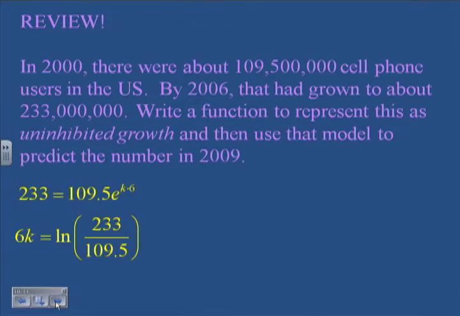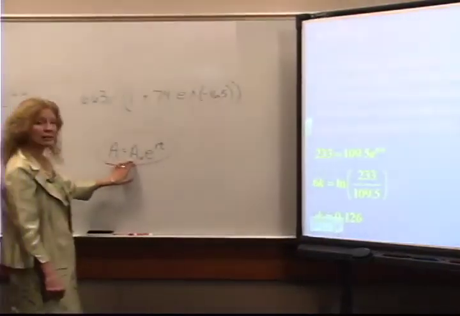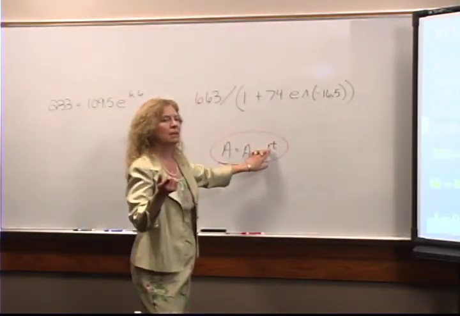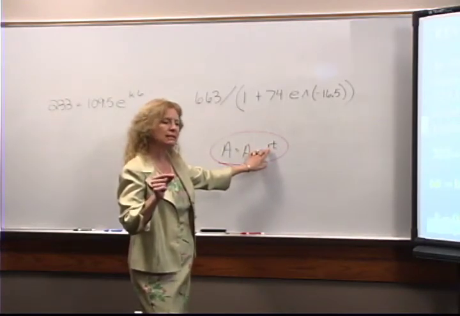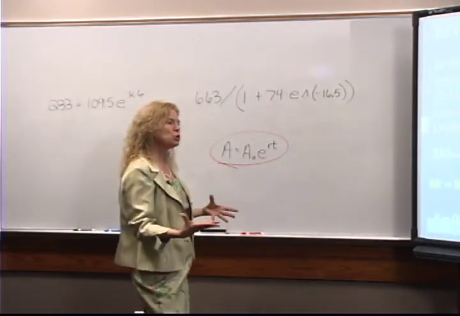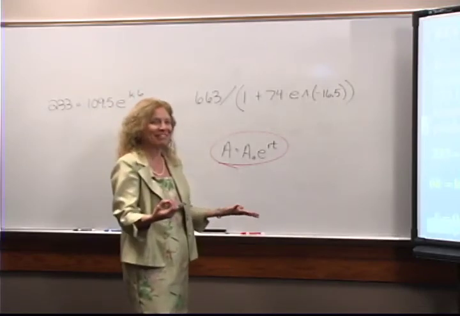And why did I use ln? Because there was an e in the problem. Made it the easiest thing to do. Okay, and then my k value is 0.126. You see, what's very interesting about this model is if you've got the right information, you can compute that constant. Remember I told you that constant is inherent to each problem.